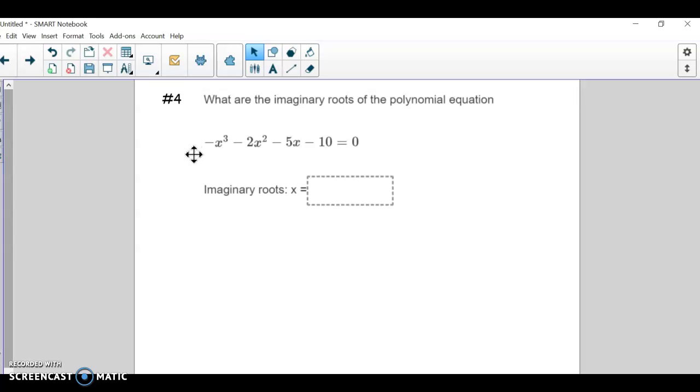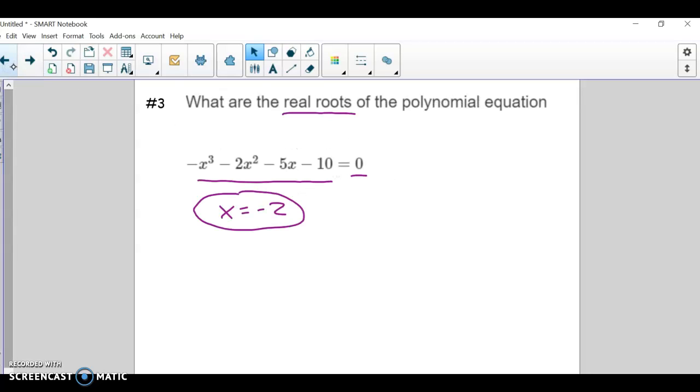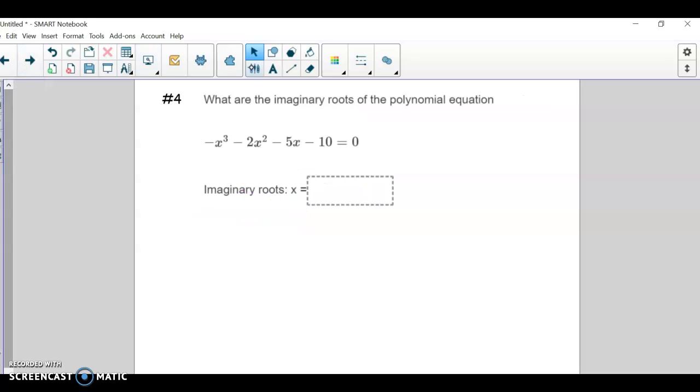All right, this is test corrections number 4, and it ties into the previous one. So we want to find the imaginary roots, imaginary solutions. Remember, roots mean the same thing as solutions. So on the previous one, number 3, we just graphed it and found the one point where it crossed the x-axis was -2, right? So that's one of our answers, our real answer.